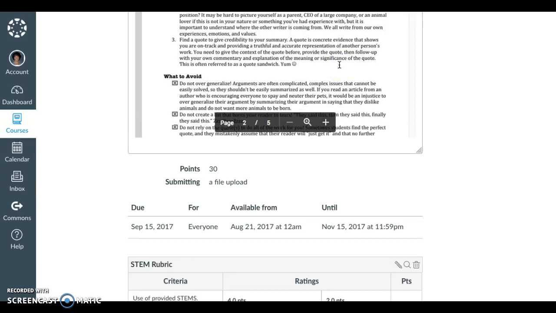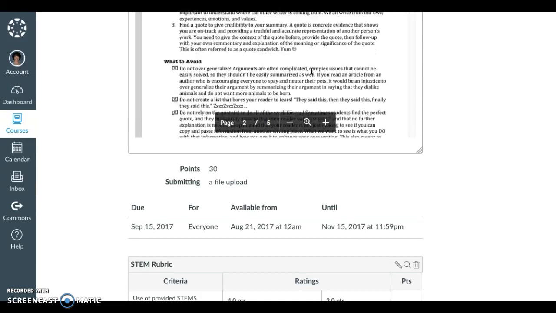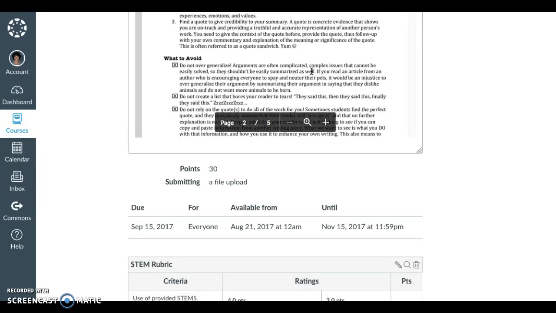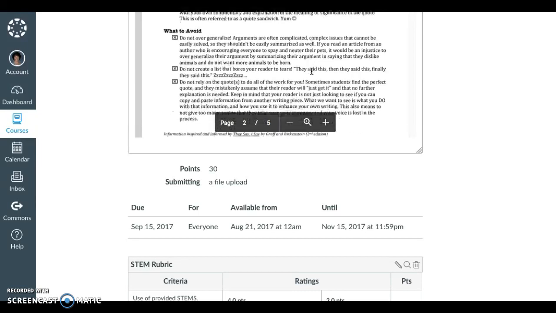So while you're doing the reading, the second time through, the first time through you read the reading just to get an idea of what the author's saying. The second time through, try to find a quote to give credibility to your summary. A quote is concrete evidence that shows you are on the right track and providing a truthful and accurate representation of another person's work. You will need to give the context of the quote before you provide the quote, then follow up with your own commentary and explanation of the meaning and significance of the quote. This is often referred to as a quote sandwich.